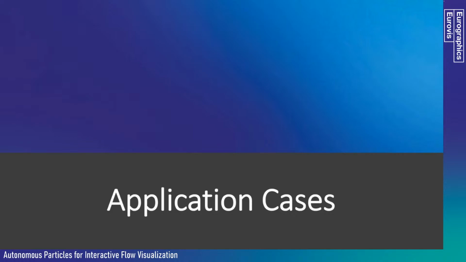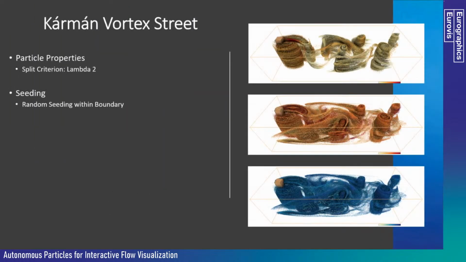I want to conclude my talk by demonstrating the particle system on 3 different datasets. First is the very well-known Kármán vortex street. As importance measure for particle splits, the lambda-2 criterion was used. Furthermore, the laminar flow was subtracted and only a single time step is considered.